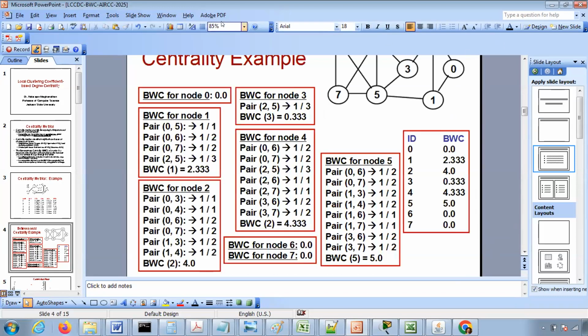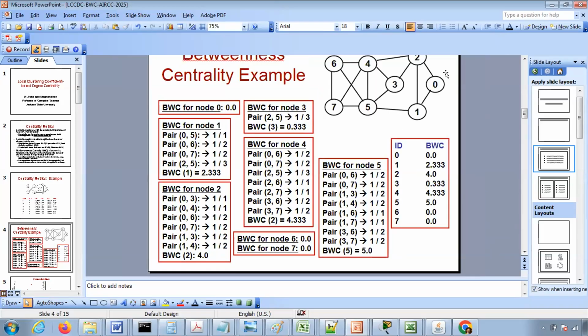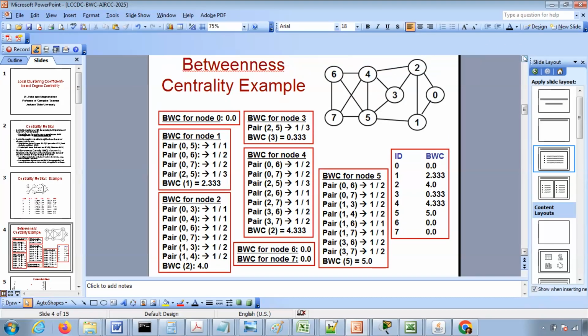So given a graph here, if you think about node 0 in this graph, nobody would need to go through node 0 for shortest path communication. Even 1 and 2, they can directly communicate. They would not need to go through 0 for shortest path. And the rest of the vertices in the graph also would not go through 0 for shortest path. So the betweenness centrality of node 0 is 0.